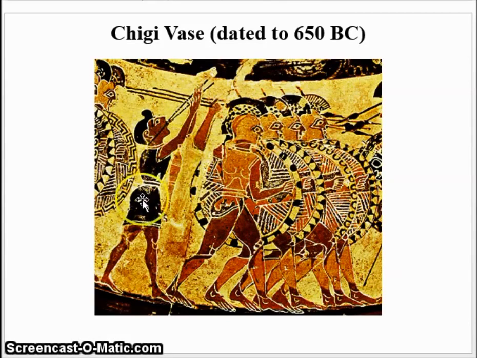And they are keeping pace and gauging their speed thanks to the help of a flute player here who is helping them regulate their march. So this Chigi vase, again dated to 650 BC, gives us a hoplite phalanx formation in its operational mode. And the artist who painted this must have been familiar enough with the whole concept of hoplite warfare that he could do this by 650 BC.